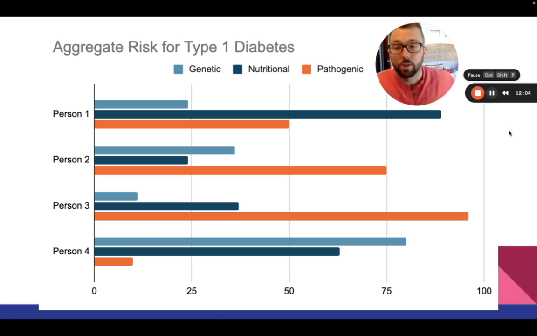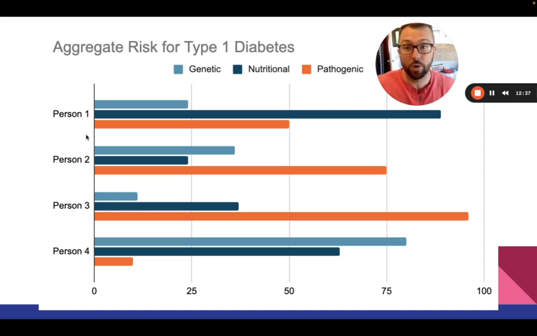So when we're looking at this graph, that y-axis is 4 different people, right? 4 different people. And again, I've broken it up into genetic, nutritional, and pathogenic. Those are the 3 bars. It could be more, it could be less, there's a lot of different factors. This is just for demonstration's sake, but each person is presenting with a different degree of each of those factors. All 4 people have type 1 diabetes, all for different reasons, different degrees of reason, right?